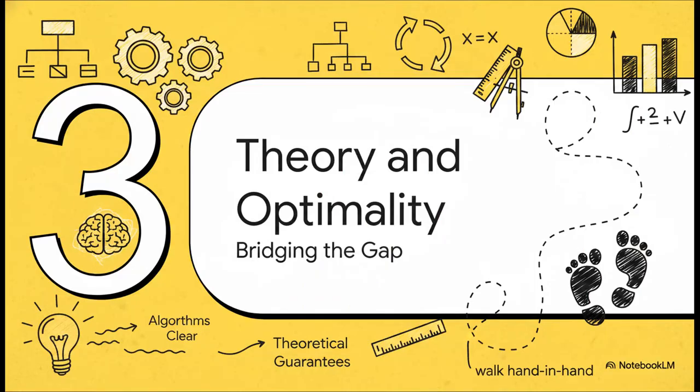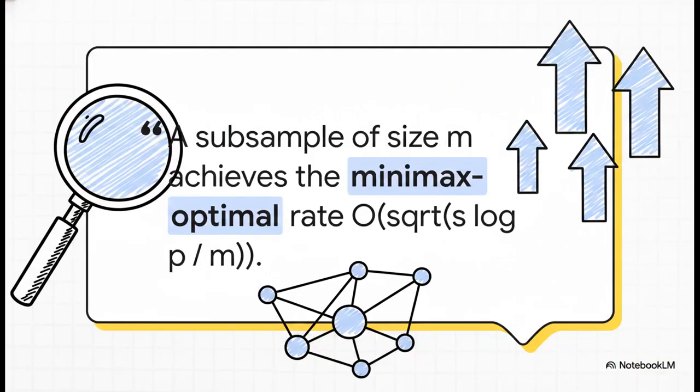Moving right along to section 3, theoretical guarantees and optimality, because theory and algorithm design absolutely must walk hand in hand here. Okay, this is the big one. The crucial point we mathematically proved is this minimax-optimal rate. We established that a subsample size of m achieves an error bound of big O of the square root of s log p divided by m.